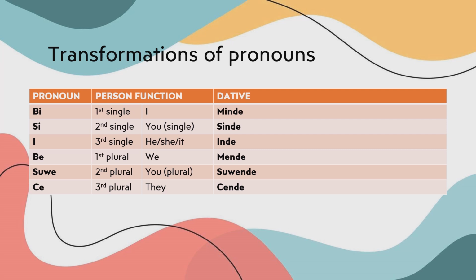All right? One last thing is the transformations of pronouns when bearing dative. So we have bi, min de; si, sin de; i, in de; bo, mon de; su, sun de; and ce, cen de. All right, let's do some exercises.